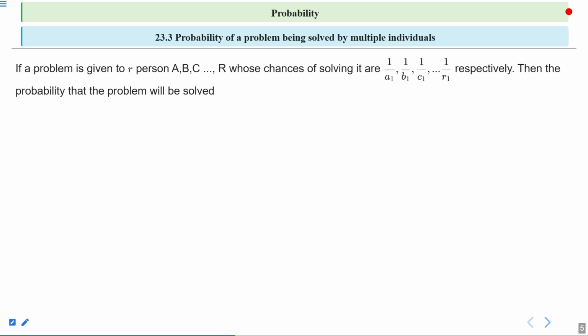Next, probability of a problem being solved by multiple individuals. If a problem is given to persons A, B, C, up to R, whose chances of solving it are 1/a, 1/b, 1/c, up to 1/r respectively, then the probability that the problem will be solved is 1 minus (1 minus 1/a)(1 minus 1/b)(1 minus 1/c) up to (1 minus 1/r).